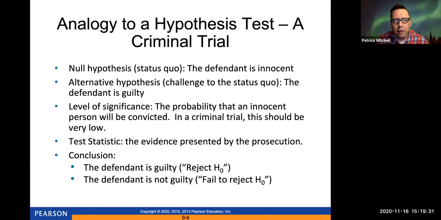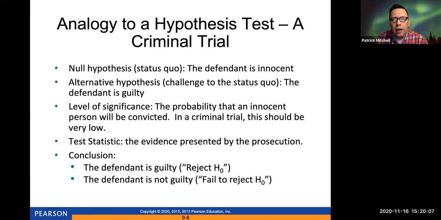Now here we'll talk about some terminology that we'll get into a little bit later. Every hypothesis test has what's called a level of significance. This is the probability that an innocent person will be convicted. And in a criminal trial, this should be very low, right? Beyond a shadow of a doubt is what they say. The test statistic, which is the number that we will use to determine how much evidence there is against the null hypothesis, is the evidence presented by the prosecution.